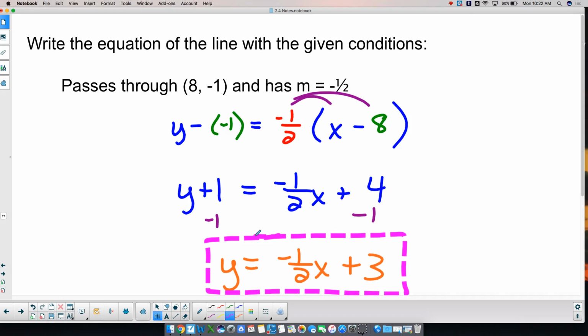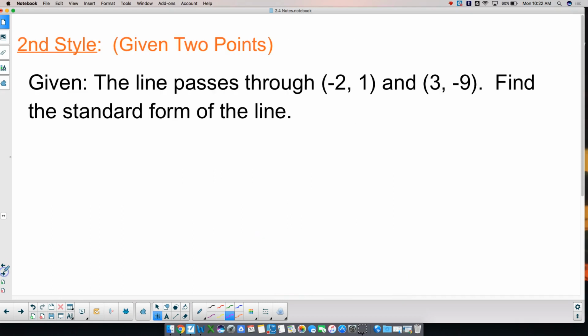Questions on the first style? Given the point and the slope, find me the equation of the line. Second style, you're going to be given 2 points. So I want the slope, the line that passes through those 2 points. Find the standard form in this case. Okay? Now comes with it an extra step involved.